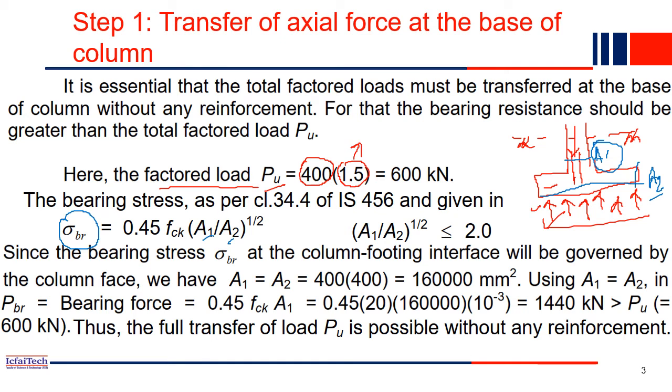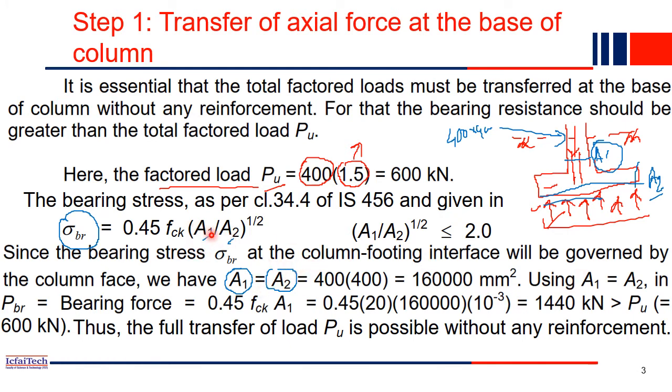So let's assume that our column dimension is given to us, which is 400 by 400. So A1 is given to us. Let's assume A1 equal to A2, because we don't know the length of the footing yet. Till now we have not identified the length of the footing. So we consider this at the beginning. A1 is the cross-sectional area of the column, 400 into 400, which is 160,000 mm square. So we are assuming A1 equal to A2 at the beginning.